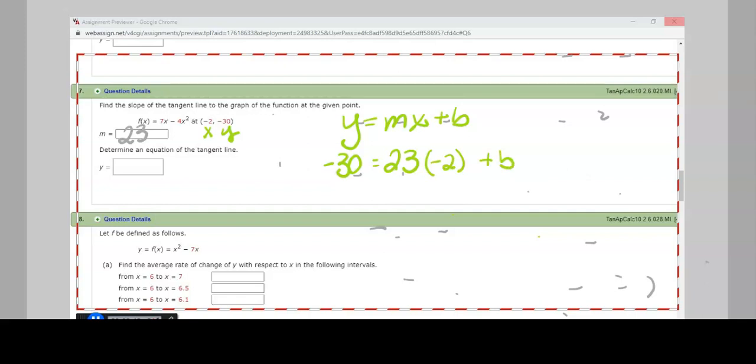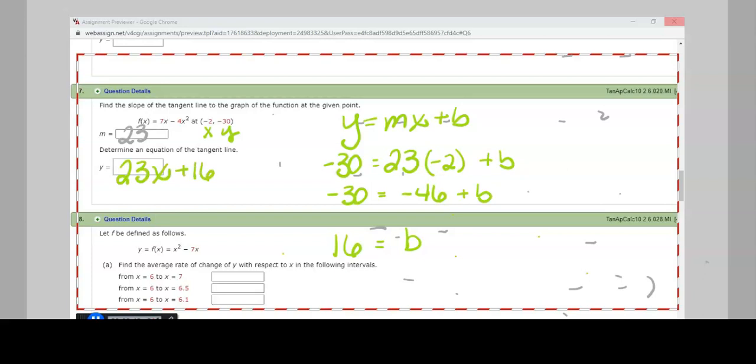Okay, so 23 times -2 is going to be -46. And then plus b, I'm going to add 46 to both sides. So -30 plus 46 is 16. So here's what I found: first of all, what is your b value? I get y equals 23x, and my b is at positive 16. Your y-intercept is at positive 16.